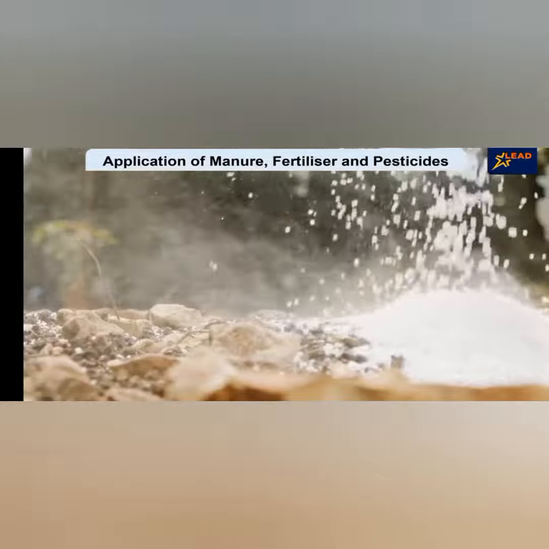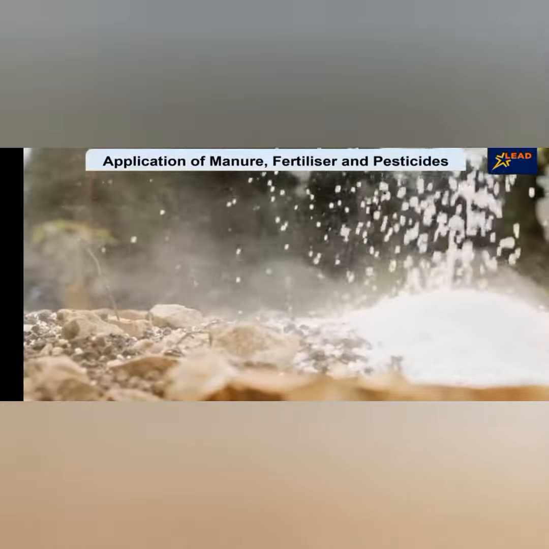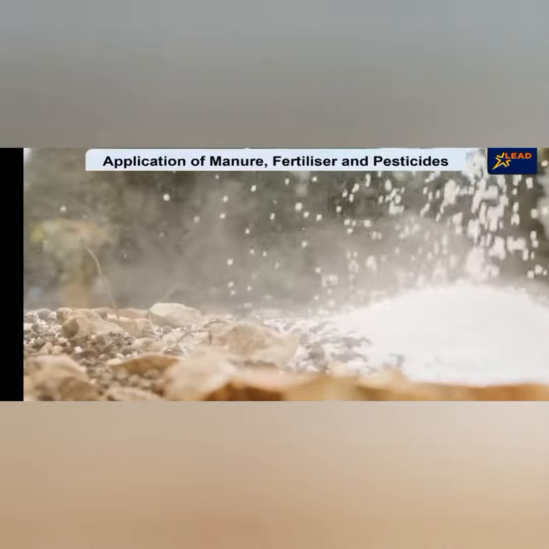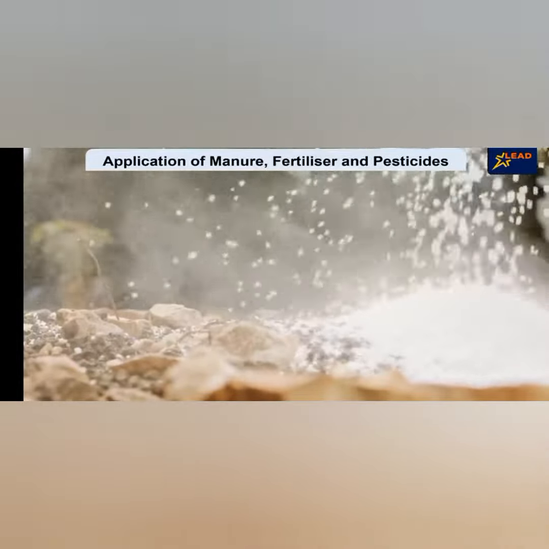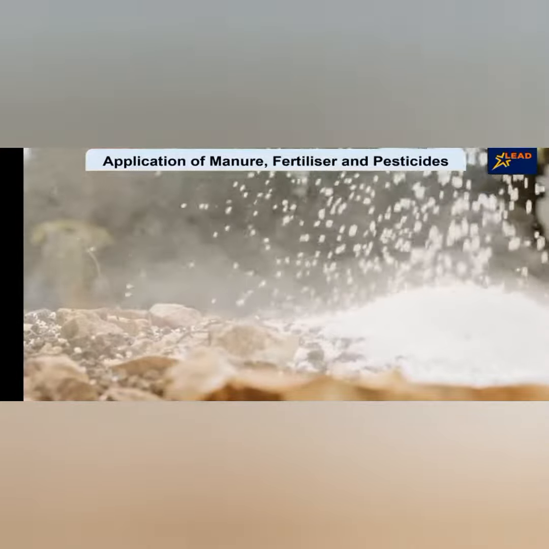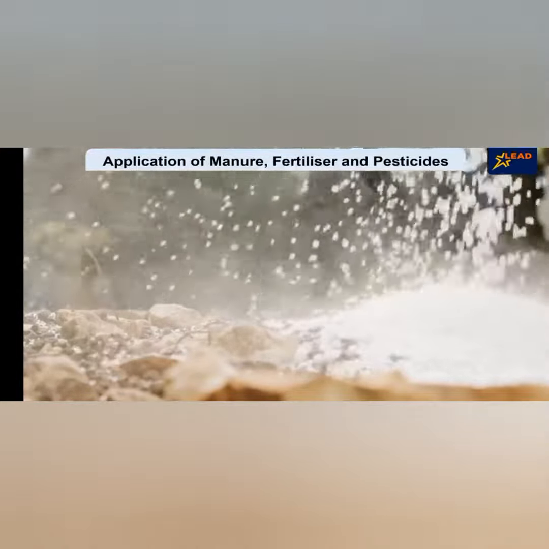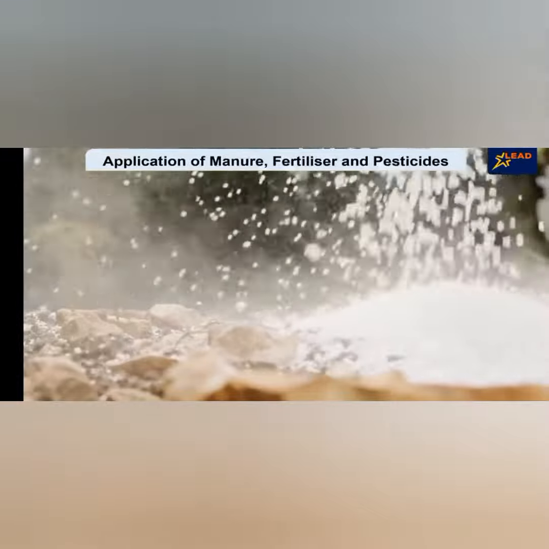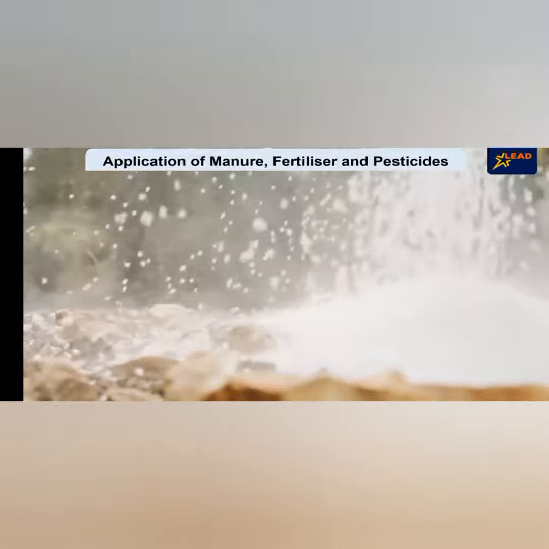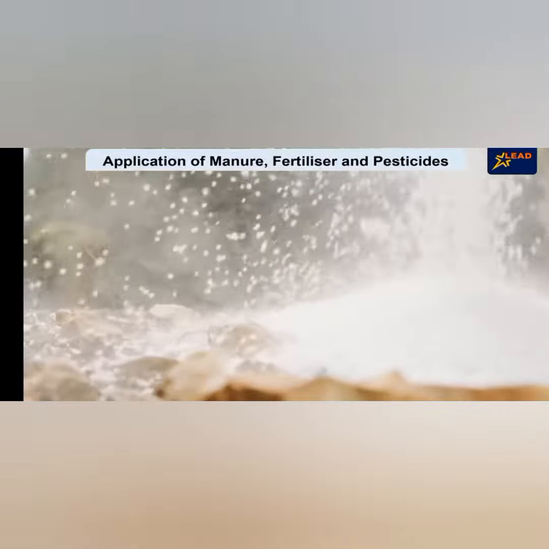Application of fertilizers, manure or pesticides is the next step. Crops need certain nutrients to grow well. They get these nutrients from the soil. So farmers add manure and fertilizers to the soil to improve the fertility of the soil. To protect crops from pests, farmers also use pesticides.